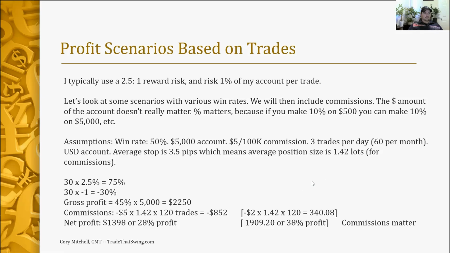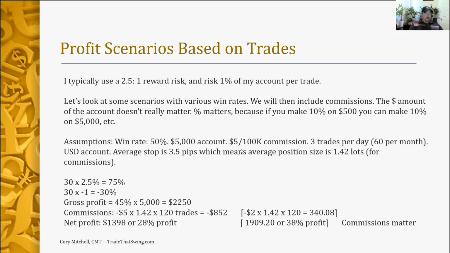Let's assume that we have a win rate of 50%. We have a $5,000 account. We're paying $5 per 100K commission. So that's a little bit on the higher side. The brokers in the US are typically charging this. If you're outside the US, you can get typically much lower than $5 per 100K. But let's just use the $5 because that's a good starting point. And on average, we're making 3 trades a day, so that's about 60 round-trip trades per month.